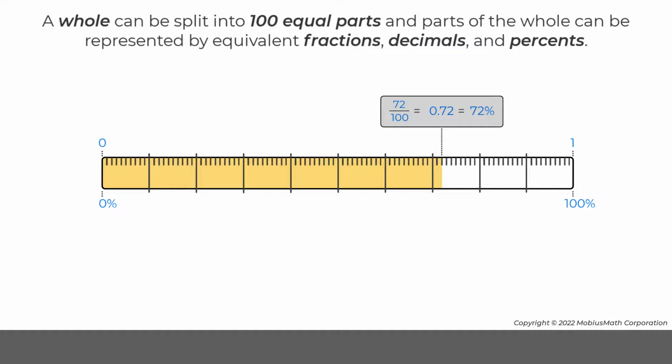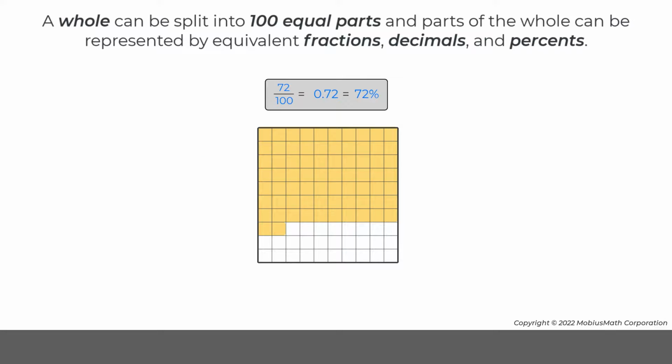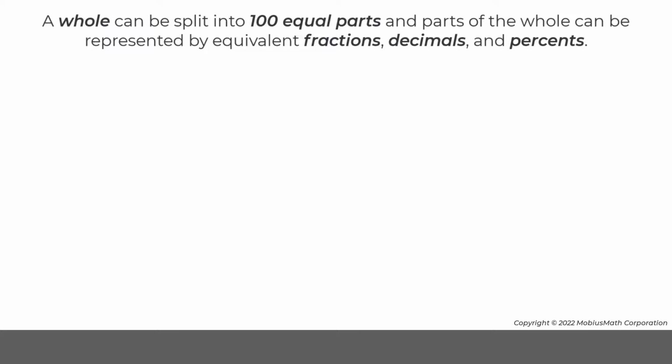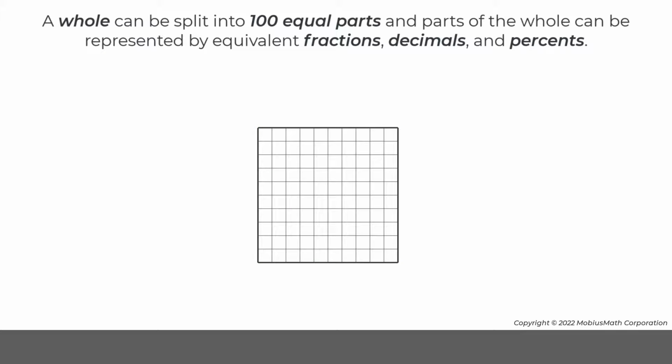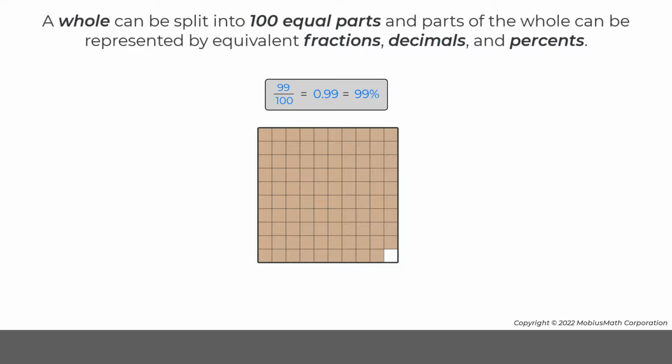Note, these equivalent relationships can also be represented by other shapes. In this example, a batch of brownies is baked in a square-shaped pan. If the whole pan of brownies is split into 10 equal parts vertically and 10 equal parts horizontally, the pan of brownies is split into 100 equal parts. So, 99 out of the 100 equal parts is 99 over 100, 0.99, and 99% of the whole pan of brownies.